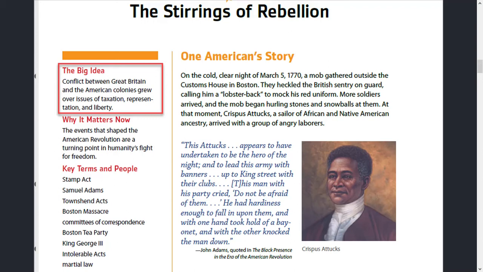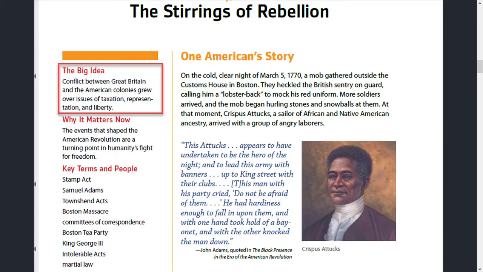And the big idea for Lesson 1 is that the conflict between Great Britain and the American colonies grew over issues of taxation, representation, and liberty. So you're going to want to find examples of issues around taxation, examples around representation, and examples around liberty.